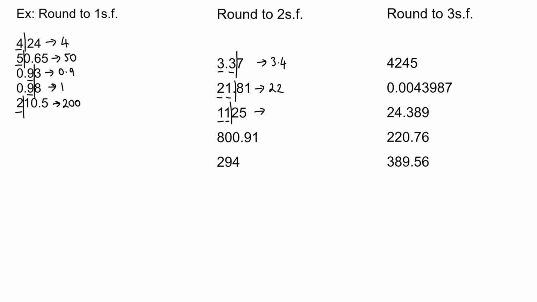1, 2 for significant figures. Cut-off point, it's a 2 after the line. That means round down. So it's going to stay the same. 1, 1. And then the zeros to make sure everything's in the correct place. But they don't count as significant because they're just there to place the 1 in the 1.